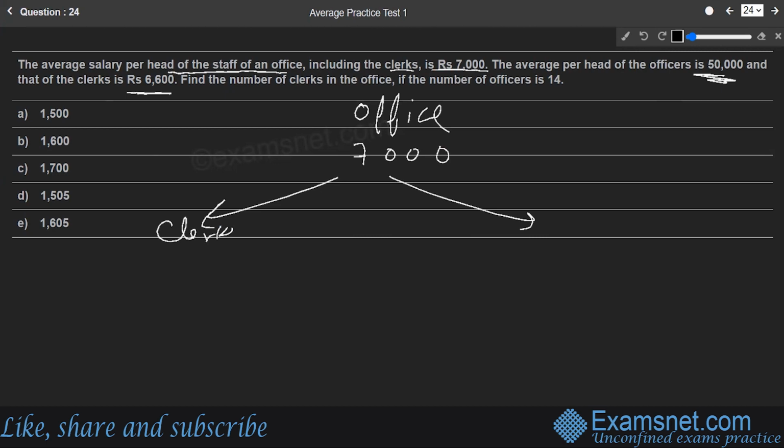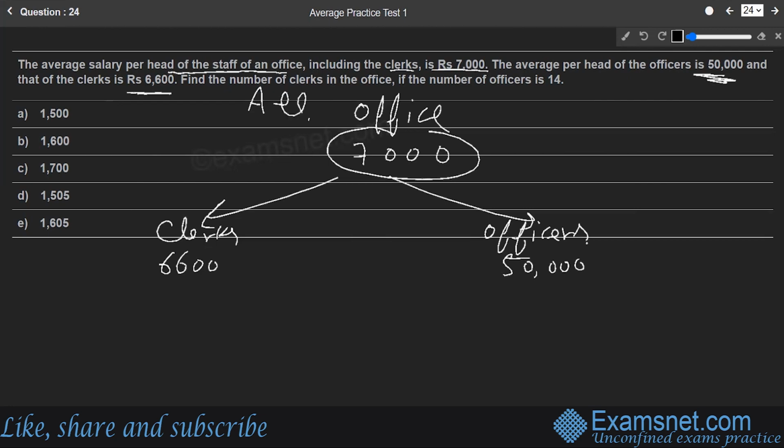In this office, we have two categories of employees. One is clerks. The number of clerks is also given. The average per head of the officers is 50,000 and that of the clerks is 6,600. So first of all, let's write the salaries. Clerk salary on an average is 6,600. On an average, officer salary is 50,000 rupees. On an average, whole office salary is 7,000 rupees.